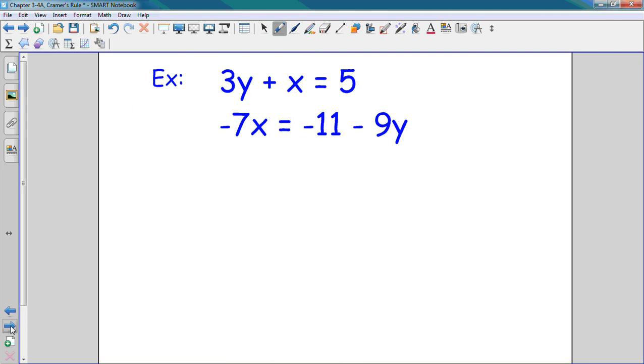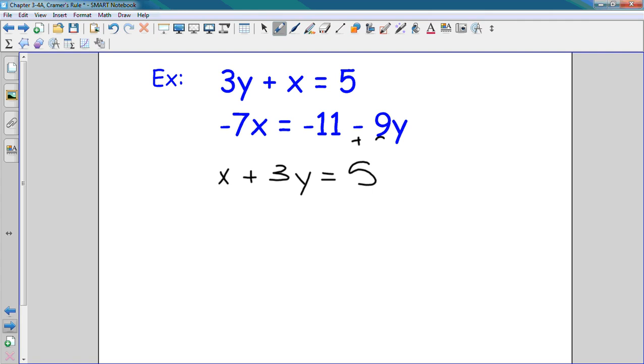What's wrong with this one? I've got a problem. You've got to flip it. Right, it's in the wrong form. Okay, well, the first equation, I just have to change the order. It's addition, so 3y plus x is the same thing as x plus 3y. This one, I actually have to move the y.